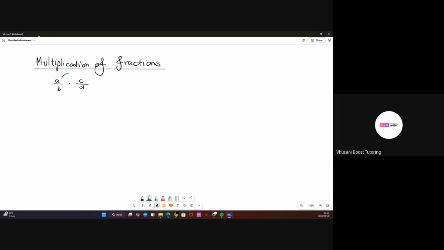The numerators, you multiply them by themselves. The denominators, you multiply them by themselves. That's always the case. Never change it. And this will give you AC multiplied by BD. That's always the case. So let's do an example.